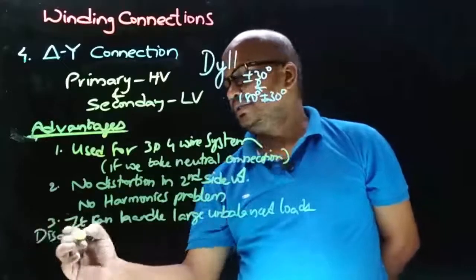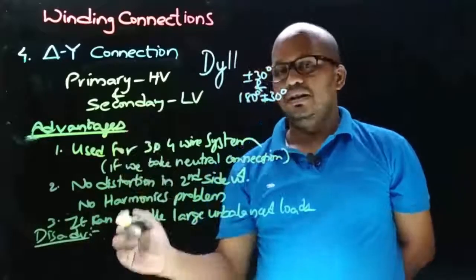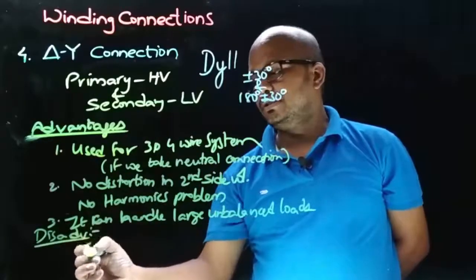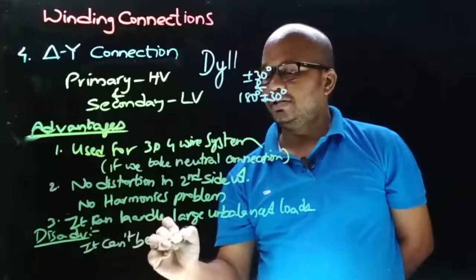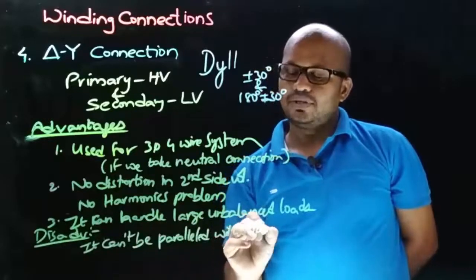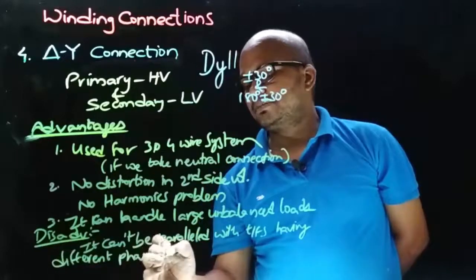And now let's see the disadvantages of delta star connection. The disadvantage is that it can't be paralleled with transformers having different phase displacements.